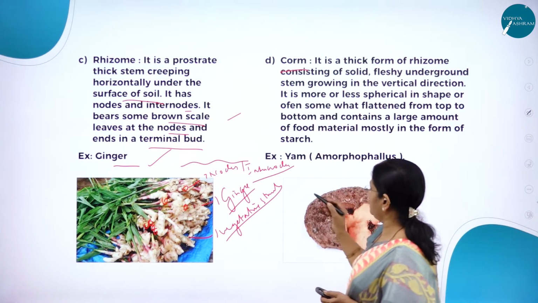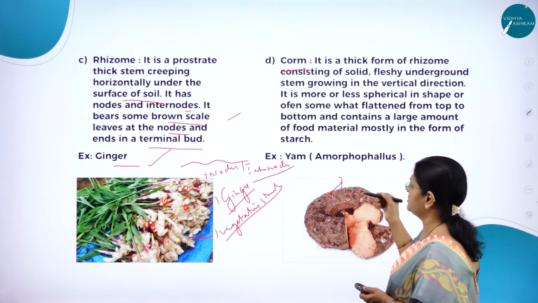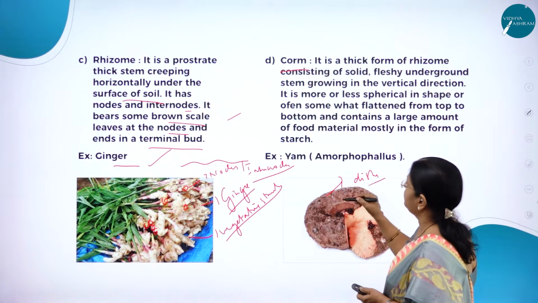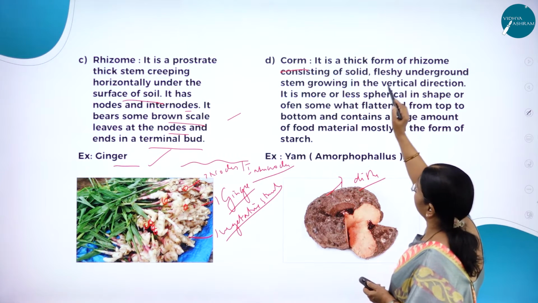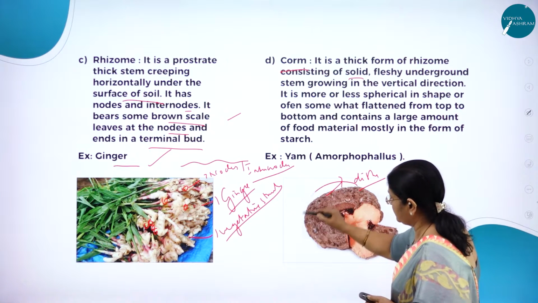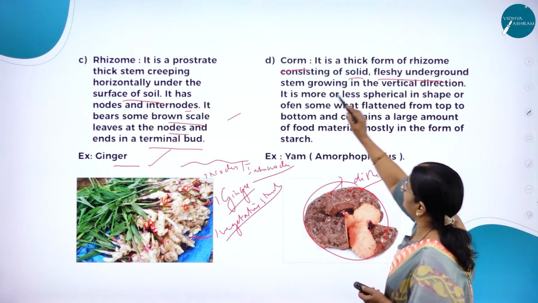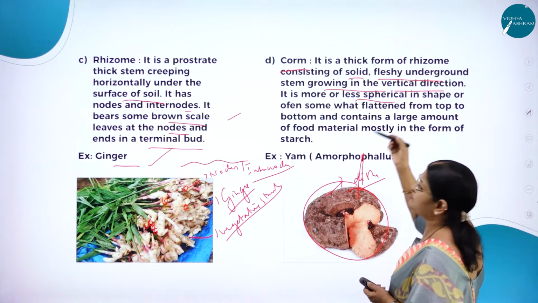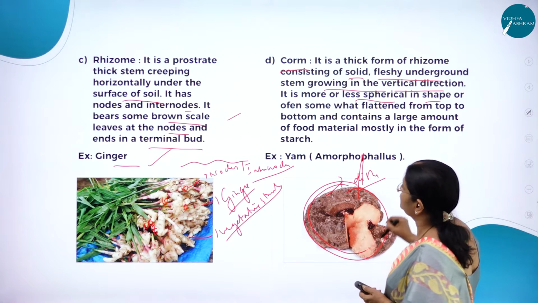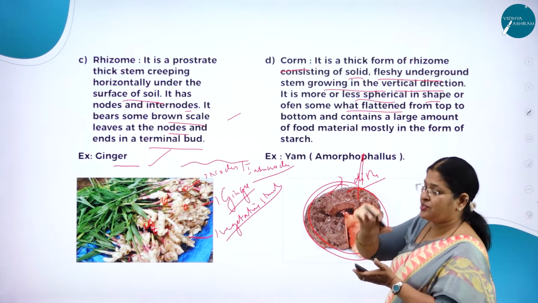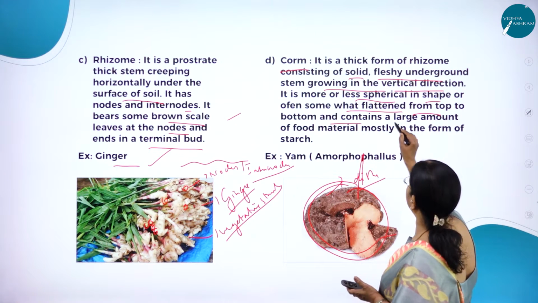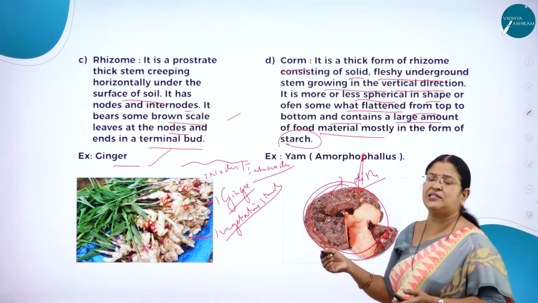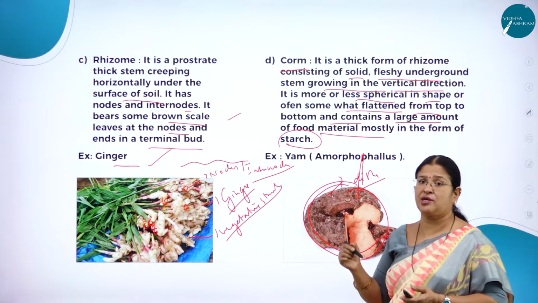Moving across to corm, I think all of you might have come across this; we use it in our daily kitchen for making so many dishes, right? So what is this? Corm. It is a thick form of rhizome consisting of a solid, fleshy underground stem growing in the vertical direction. It is more or less spherical in shape, as you can see here, and often somewhat flattened from top to bottom, and contains a large amount of food material, mostly in the form of starch.